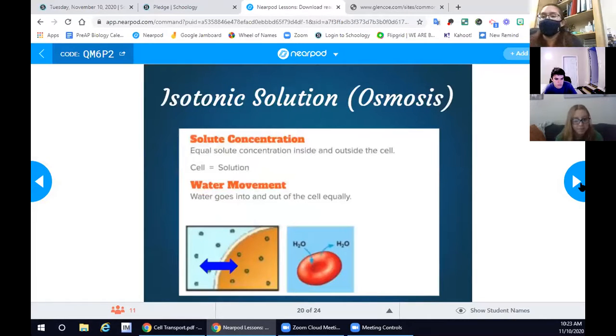Next, we have isotonic solution. This is where the solution inside the cell and outside the cell are equal. They're balanced. So the water's going in and out at an equal rate. This is the equilibrium. This is the peaceful side. This is what makes the cells happy.